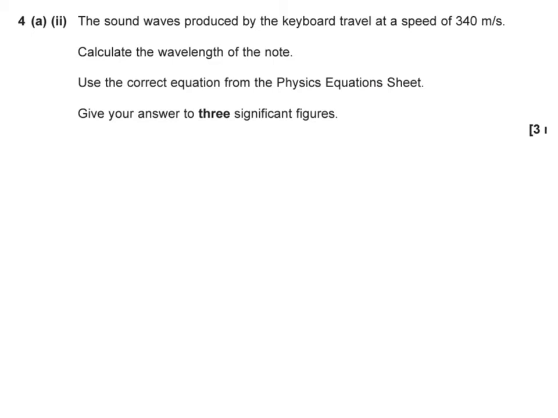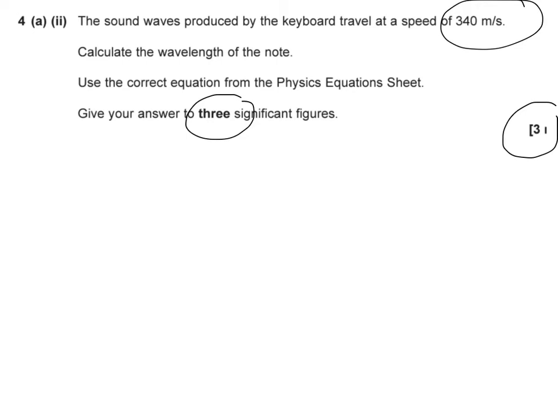In part 2, it tells you that the sound wave produced by a keyboard travelled at a speed of 340 meters per second. I'm just going to circle that for later. You're then asked to calculate the wavelength of the note. It says use the correct equation from the physics equation sheet and give your answer to 3 significant figures. Now just drawing your attention to the fact that it's a 3-mark question. The 3 marks will be as follows. You get 2 marks for getting the correct answer, and then the third and final mark for getting it correct to 3 significant figures.